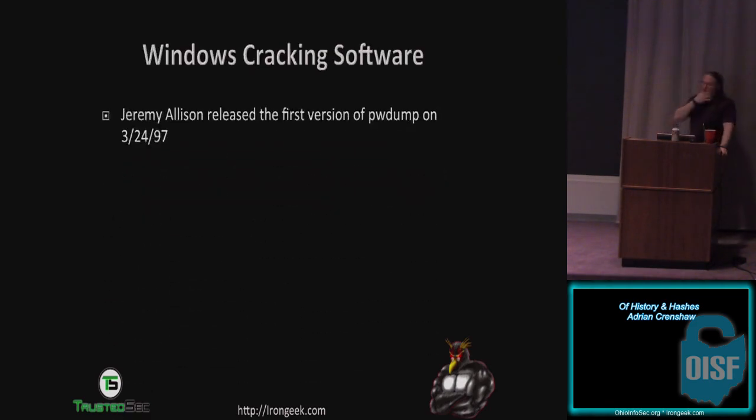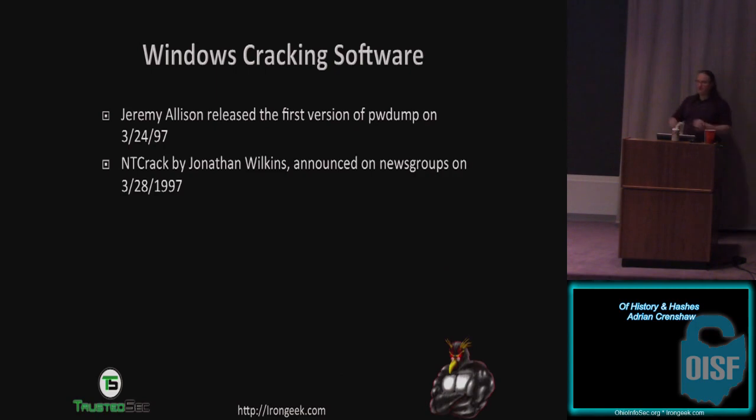Windows cracking software took off a little bit later. Jeremy Allison released the first version of PWDump on March 24th, 1997. But he just had something you could dump the password hashes with. You wouldn't necessarily be able to crack with that. However, NTCrack by Jonathan Wilkins was announced on newsgroups on March 28th, 1997, not too long after that.